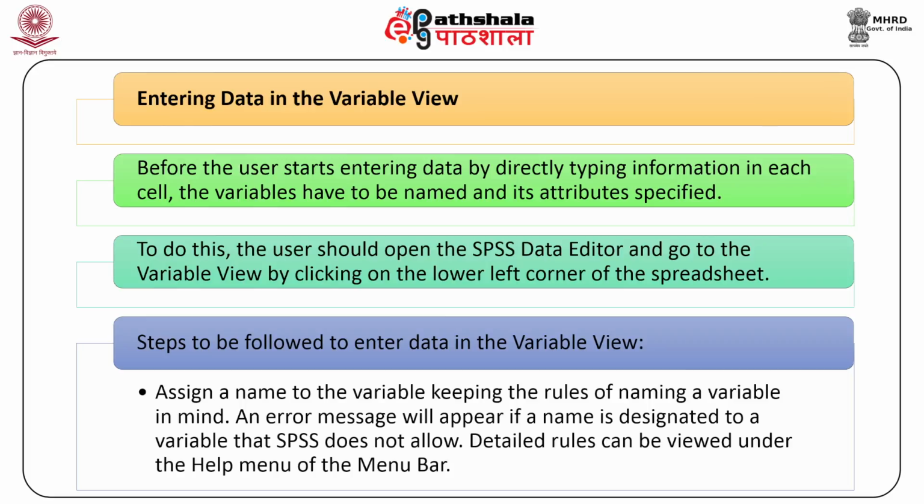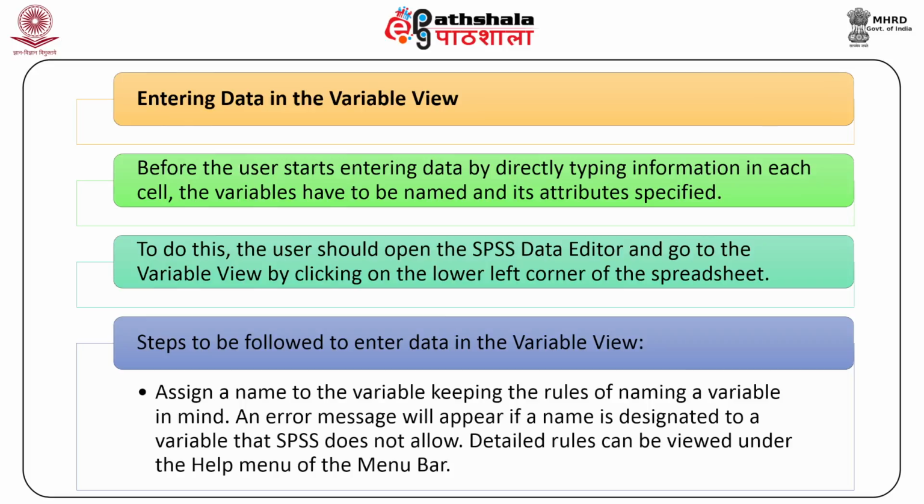Entering data in the variable view. Before the user starts entering data by directly typing information in each cell, the variables have to be named and their attributes specified. To do this, the user should open the SPSS data editor and go to the variable view by clicking on the lower left corner of the spreadsheet.